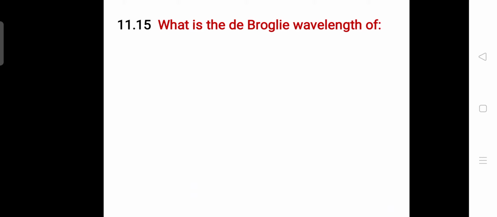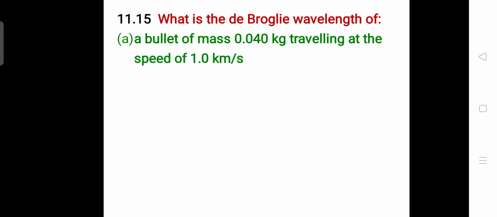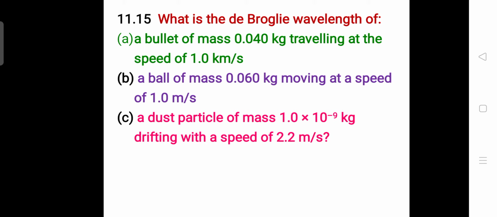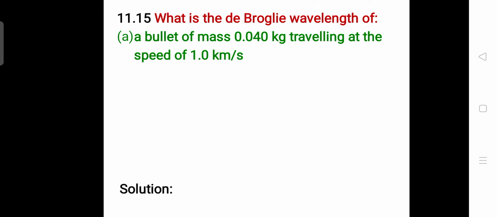Then question number 11.15. What is the de Broglie wavelength of a bullet, where mass and speed are given? Second, a ball where mass and speed are changed. And third, again a dust particle where mass and speed are again changed. There are three parts of this question. All three are similar. Mass is changed and speed is changed. The same formula will be used to find the de Broglie wavelength. So this is the first part.